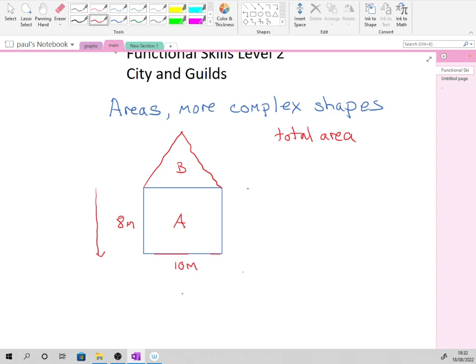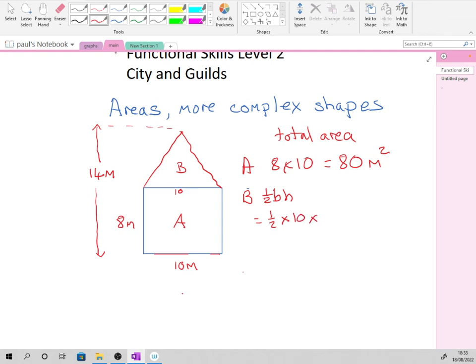So let's put 8 meters and 10 meters, and we need the total height here, which is 14 meters. Now there is the vertical height that we need to go to the top of the triangle. So area A is simply 8 times 10, which is 80 meters squared. And area B is the triangle, which is half base times height, which equals a half times the base of the triangle, which is the same as the base of the house. So that's 10. So a half times 10.